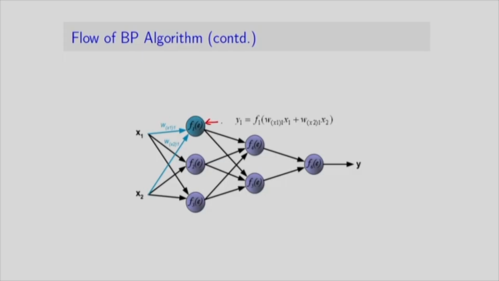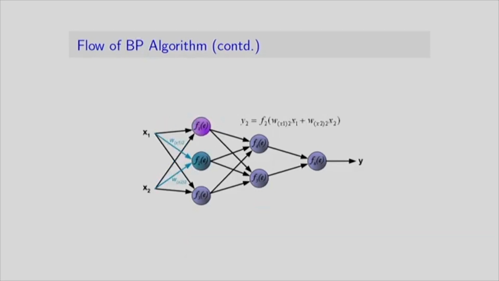So y1 is nothing but f1, the activation function, applied to wx11, that is the connecting weight between x1 and the node of the hidden layer. So wx11 into x1, where x1 is the input, plus wx21 into x2, where wx21 is the connecting weight between x2 and hidden node 1. So we get the value y1, that is the output at hidden node 1 of the first hidden layer.